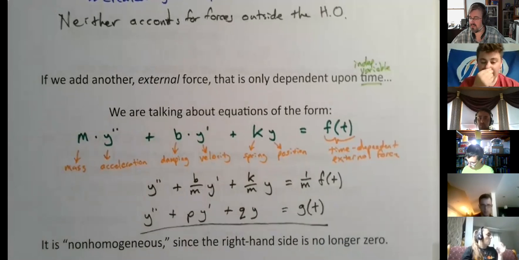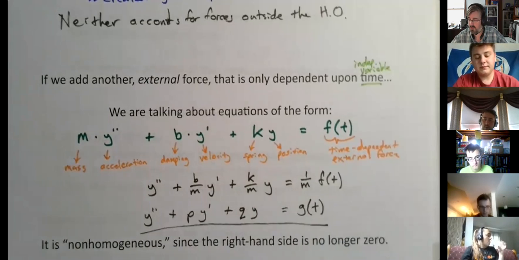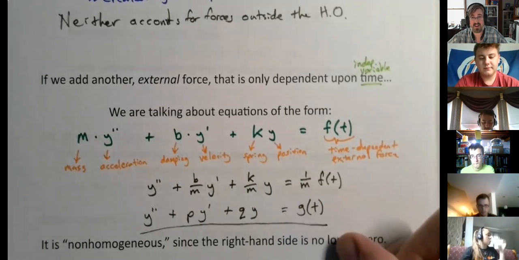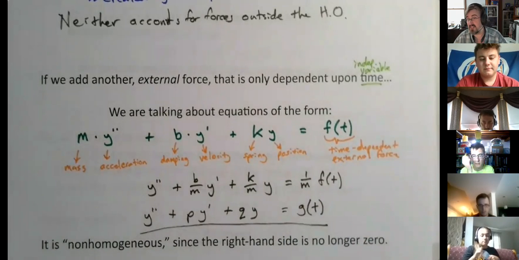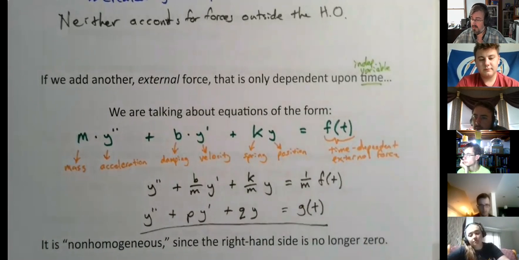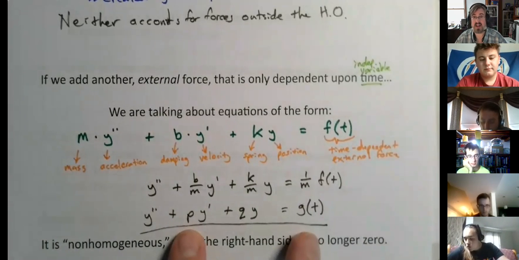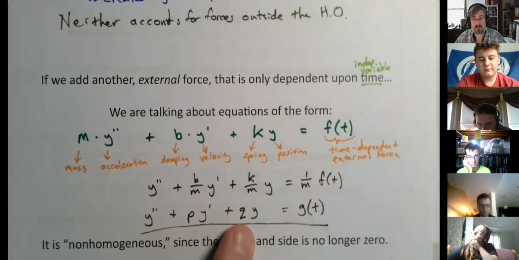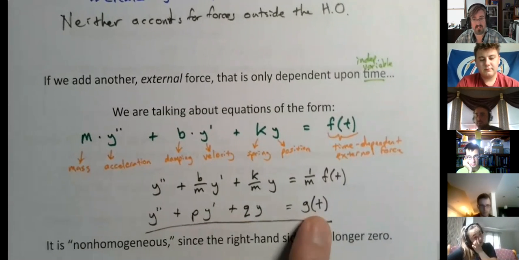So however we decide to write it, it's a second order differential equation on the left-hand side, but on the right-hand side, there's something else. It's not just equal to 0. There's something else going on. And because the entire equation is not just terms of y and its derivative, like it is over here, this side has nothing to do with y or its derivative.